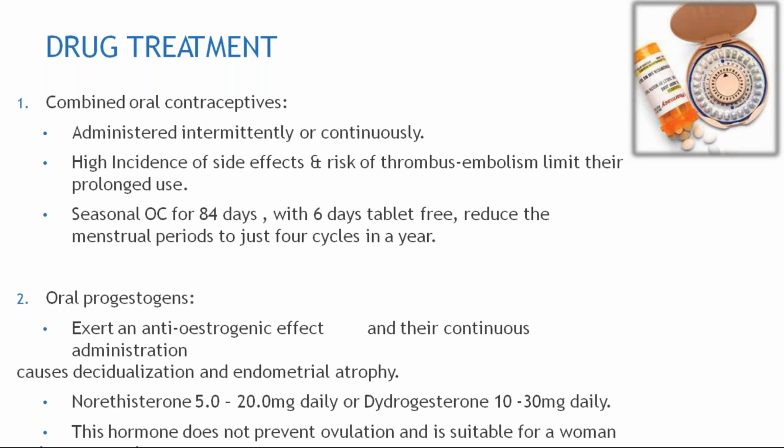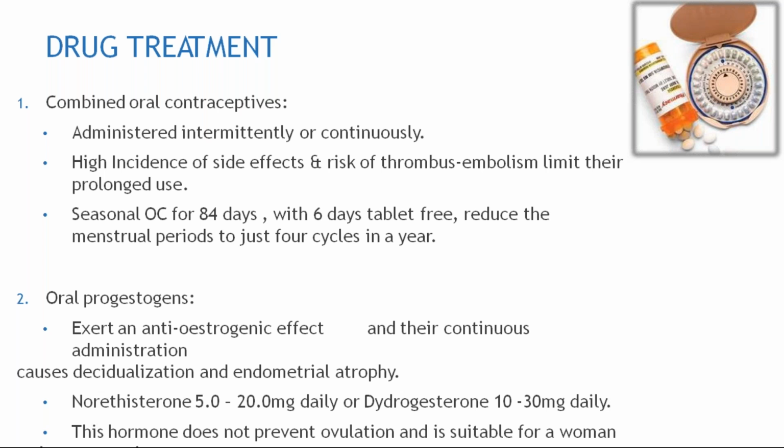And seasonal OCPs are given for 84 days, 3 months, with 6 days tablet free. They also reduce the menstrual flow and decrease the pain. Or you can go for progesterones. They exert an anti-estrogenic effect. Women who are already obese, smokers, or have migraine, who are prone to thromboembolism, you can go directly for progesterones, avoiding estrogen. So they can be given continuous administration, and this causes decidualization and endometrial atrophy.